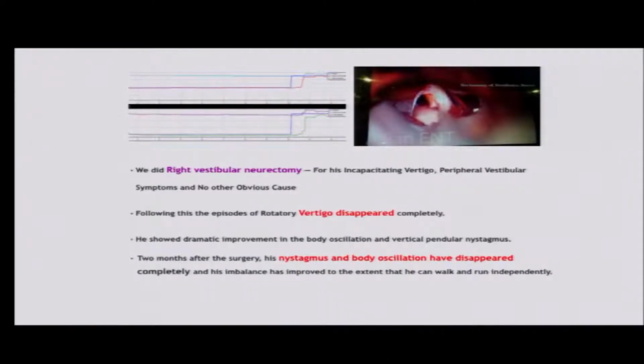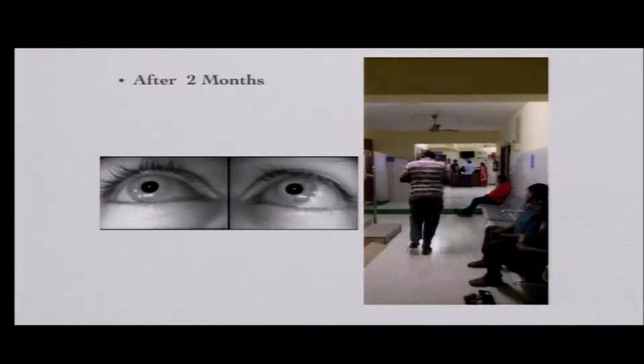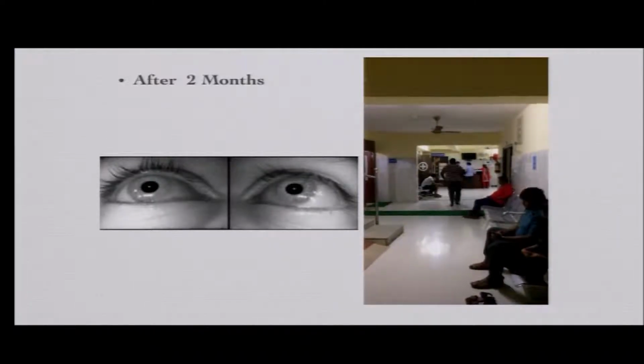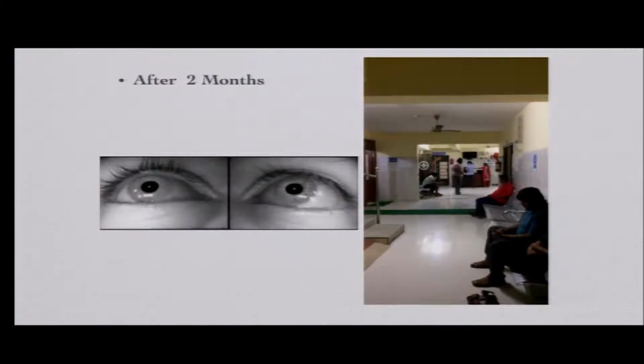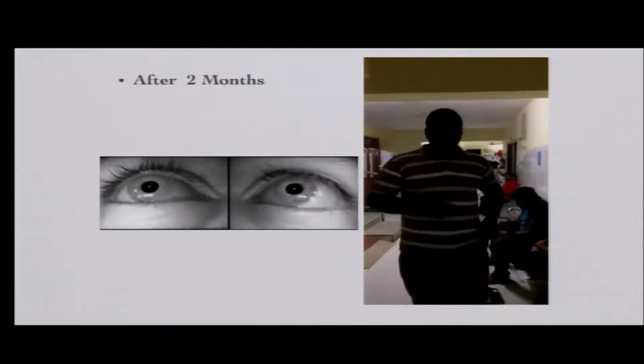He showed a dramatic improvement in body oscillation and vertical pendular nystagmus 2 months after surgery. I'll show you the video. The nystagmus, the body oscillation, everything has disappeared completely. And now he can walk and run independently. This is after 2 months at Srinivas sir's clinic in Bangalore. Two months after vestibular neurotomy, the patient was like this.